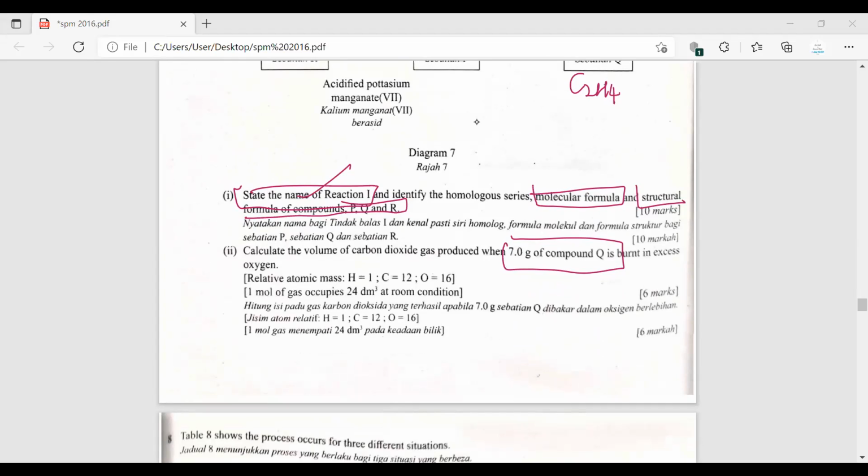If you've gotten the answer, you can PM teacher your answer in the chat. 6 marks, huh? You cannot lose marks like this. They even give you marks for the molar mass and the relative atomic mass also. So every step is important. Correct.